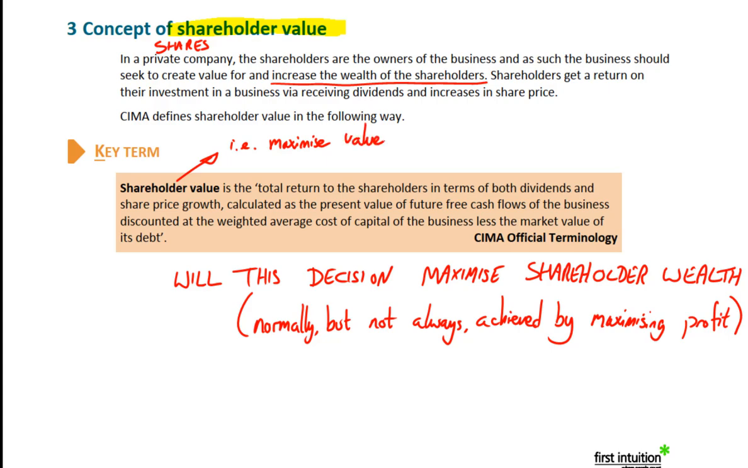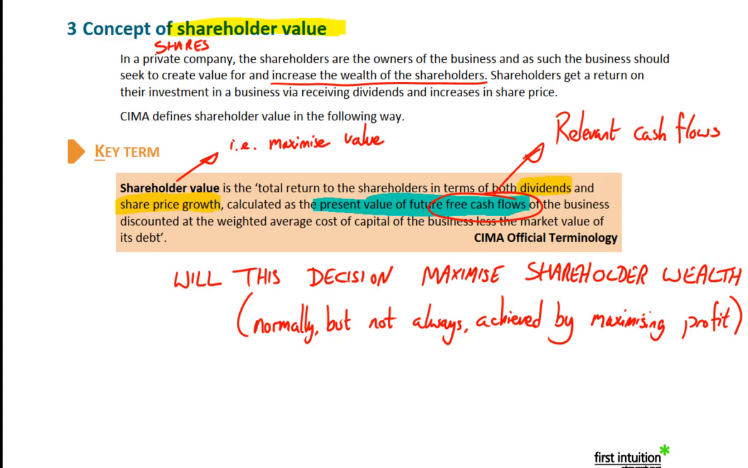shareholder value is the return to shareholders, and the return can take two forms. It can take the form of dividends paid and an increase in the share price, either of which will increase their wealth. Now, how do we calculate it? We calculate it as the present value of future free cash flows. So those are my relevant cash flows. That's why this relevant costing is so important, because if I'm looking at relevant cash flows, that will determine whether or not I'm going to increase shareholder wealth.